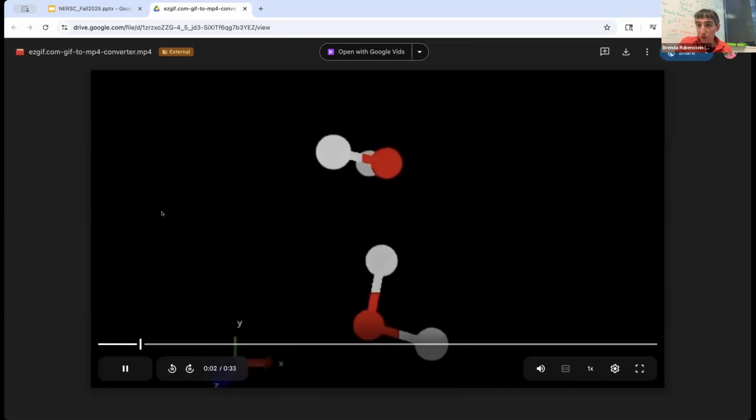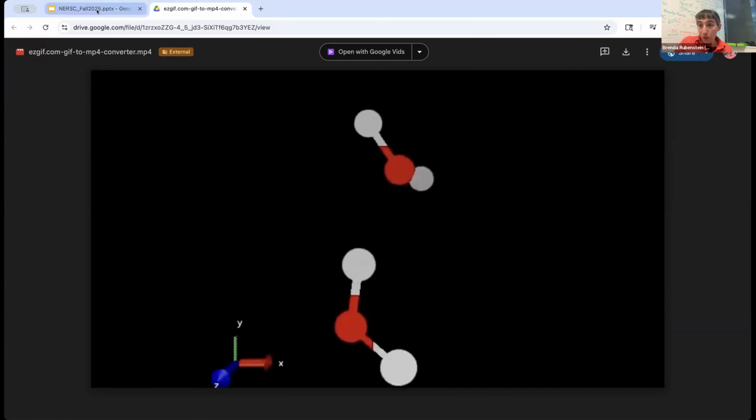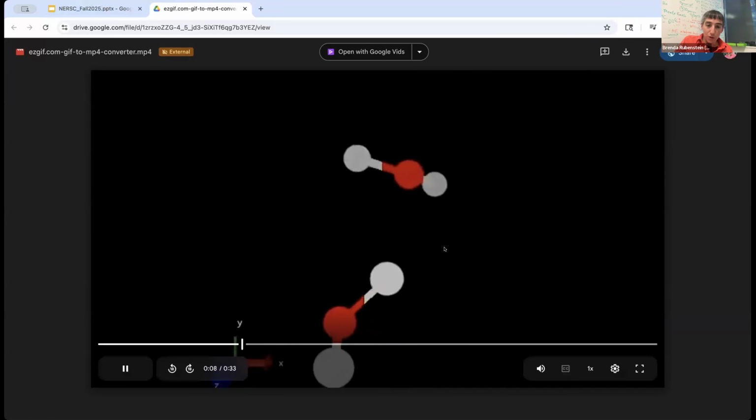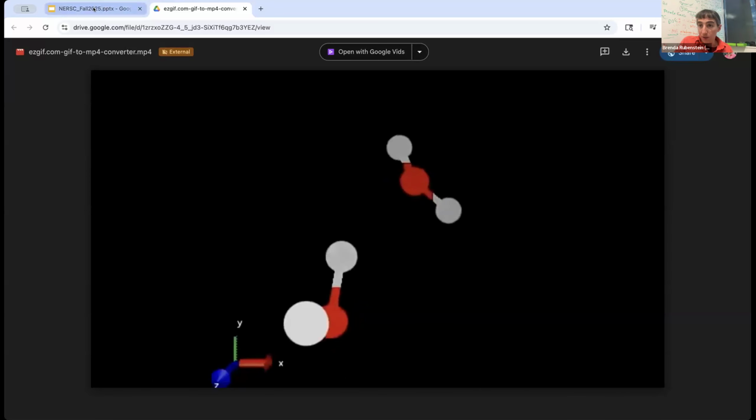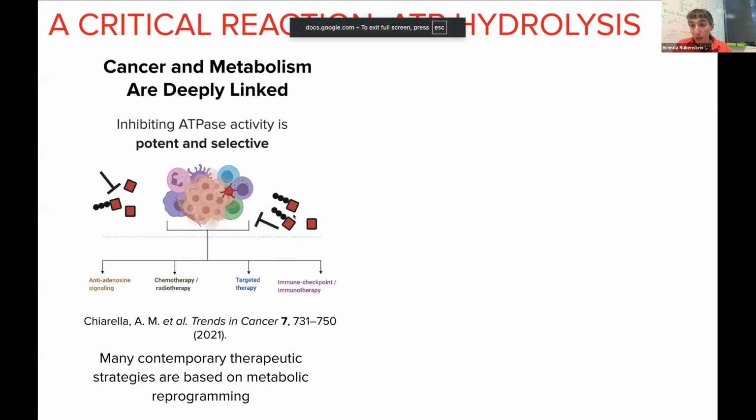So this is just two sets of water, and this was trained on VQE simulated data. And so you can see that you can get pretty much exact dynamics from doing this. But what you might say is, well, that's nice, it's water, it's not biology. So the biological target that we're thinking about right now is ATP hydrolysis.